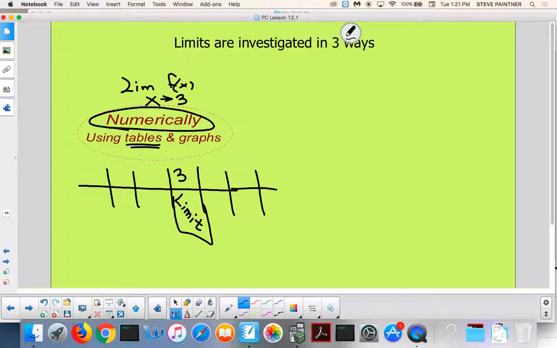2 is close, but let's get really close. 2.9. So you could try 2.9. You could try 2.99. You could try 2.999. And you can just keep getting closer and closer. By the way, you'll be doing this with your calculator. Okay? You're coming in from the left. Now come in from the right. From the right, it's going to be what?